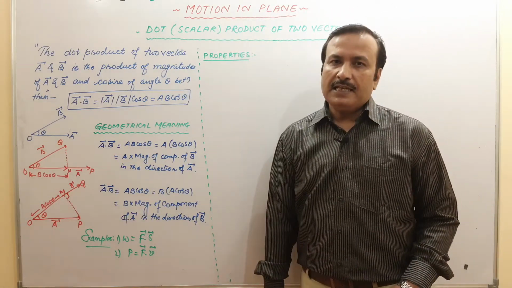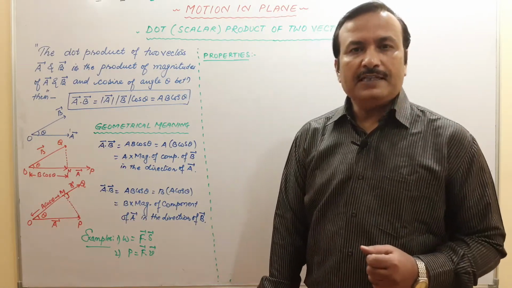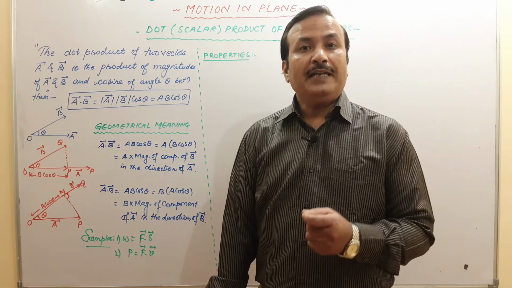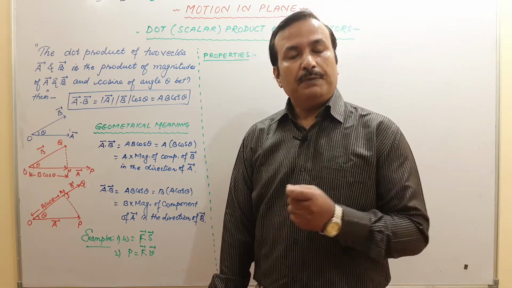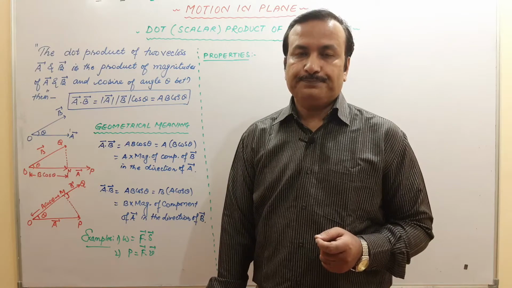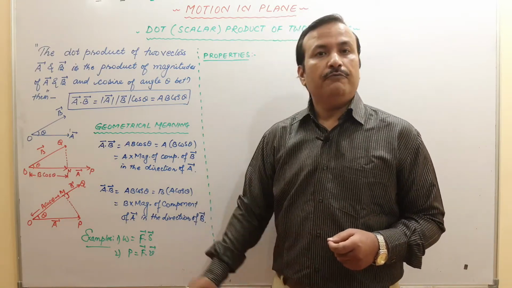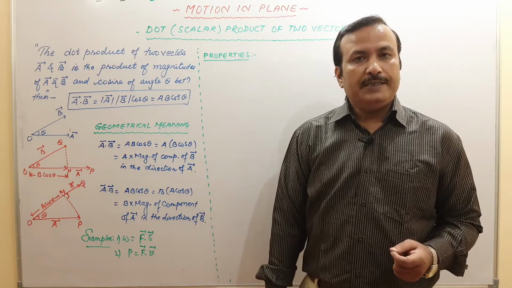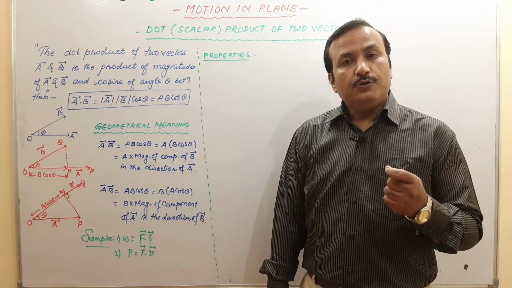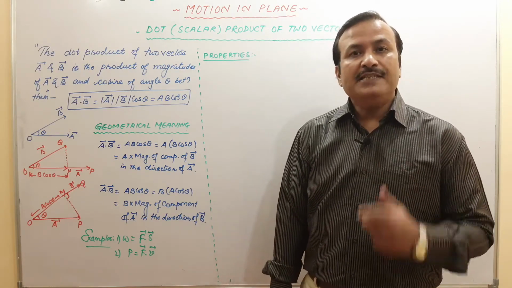Dot product के examples क्या हैं? जैसे आपने पढ़ा है, work is equal to क्या होता है? F dot S, force into perpendicular distance, isn't it? Power is equal to F into V, force into velocity. Okay, so these are the examples. Now we will see properties.